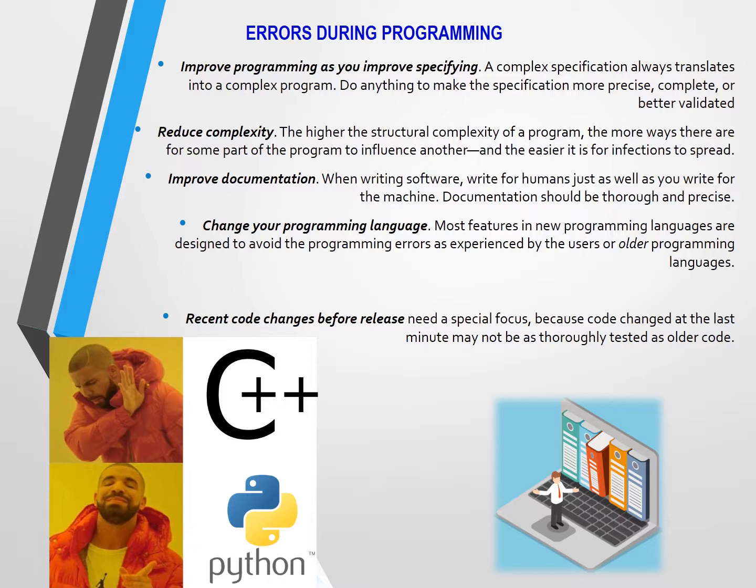Reduce complexity. The higher the structural complexity of a program, the more ways there are for some part of the program to influence another, and the easier it is for infections to spread. Improve documentation. When writing software, write for humans just as well as you would write for the machine. Documentation should be thorough and precise.